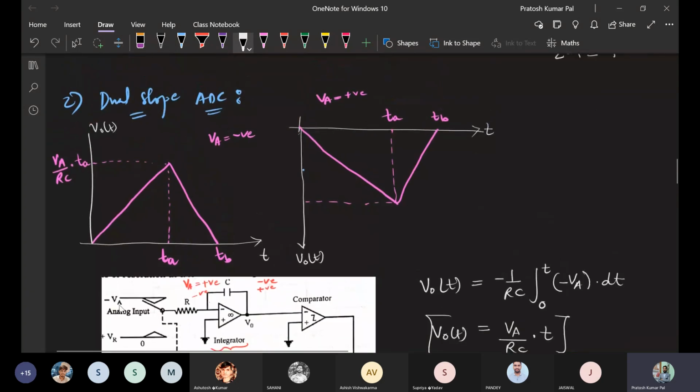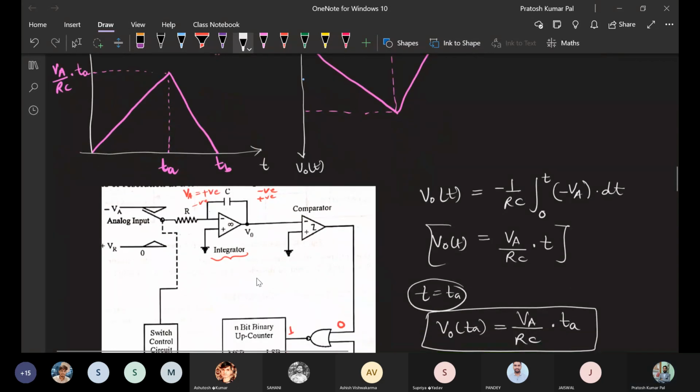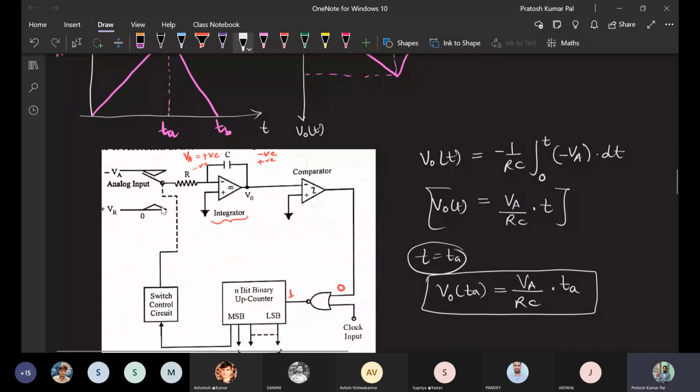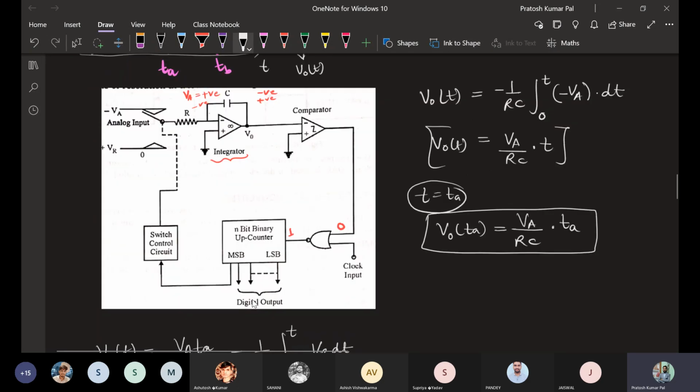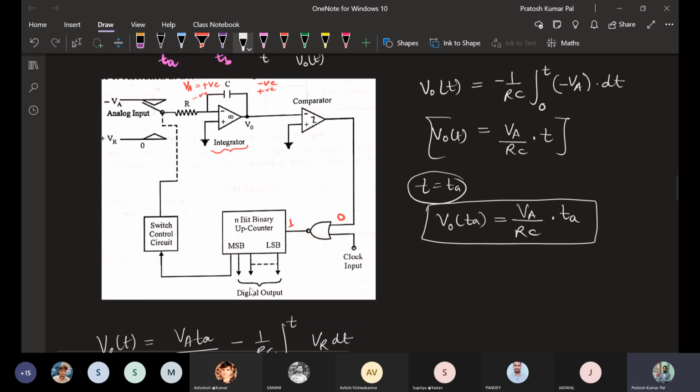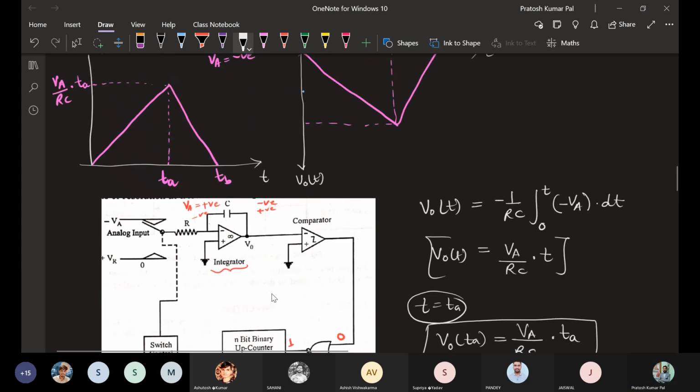Basically the start of the operation is when the control circuitry connects the analog input to the integrator input. After a time, when MSB has become 1, it will be switching the connection from the analog input to the reference voltage, and this reference voltage output will be such that its integrated output will keep on decreasing until the comparator output becomes 1. Once this is 1, this up counter will stop, and at that time whatever value of this up counter is there will be your digital equivalent of the analog signal.